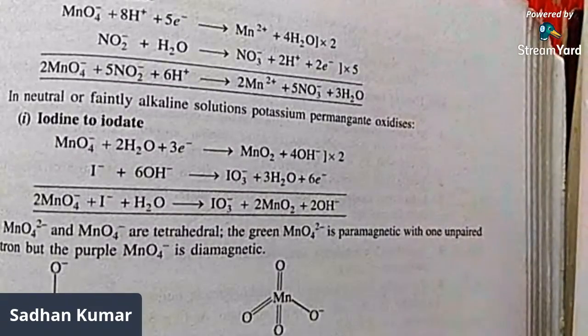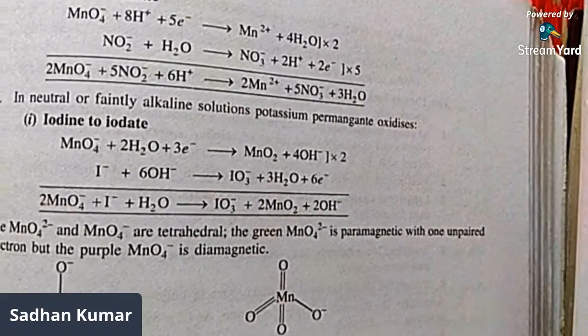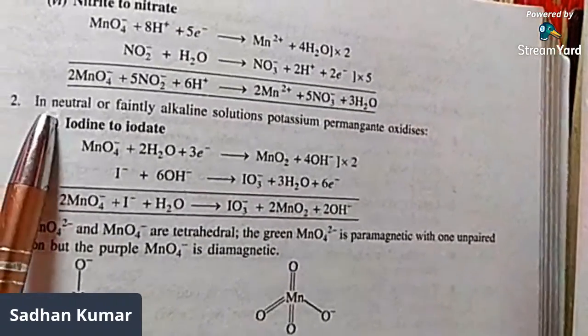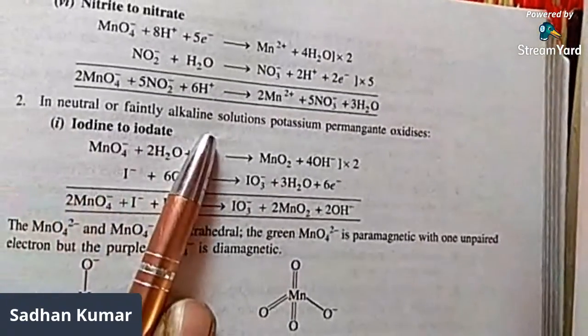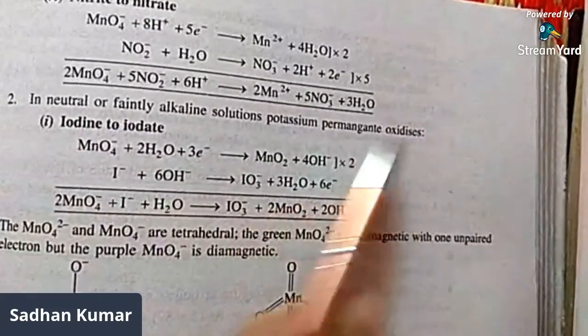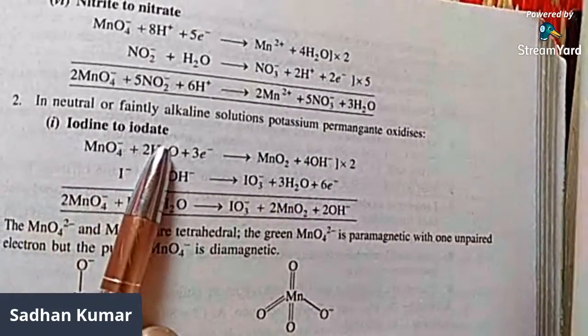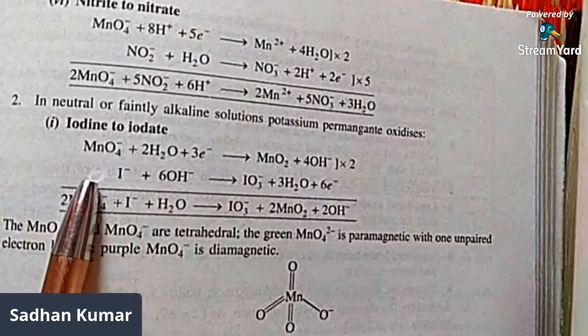I hope you have copied it. Okay, after that, we are moving to the next reaction. In neutral or faintly alkaline solution, potassium permanganate oxidizes iodide to iodate ions.